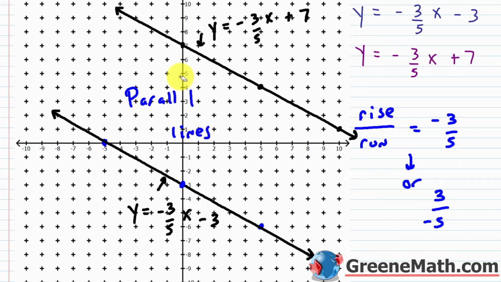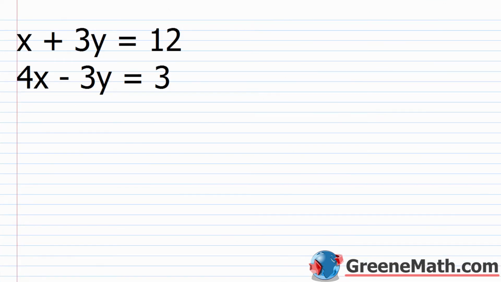And again, you can see that they have the same slope or the same steepness, okay? But they have different y-intercepts, so they're in different locations of the coordinate plane. And again, they're never going to touch because their slopes are the same. All right, let's take a look at the next example.